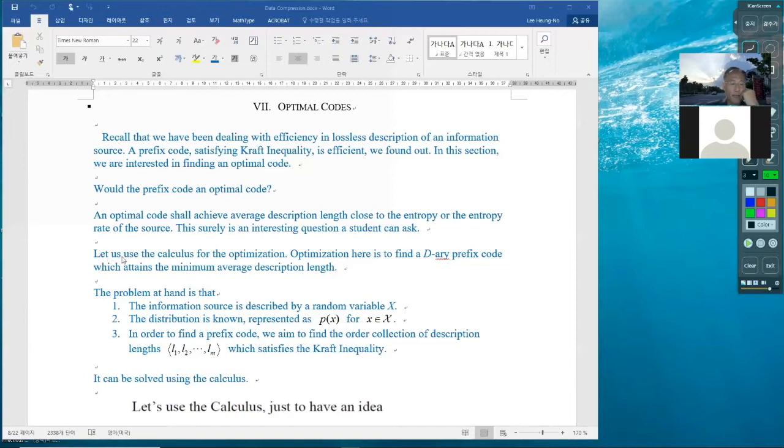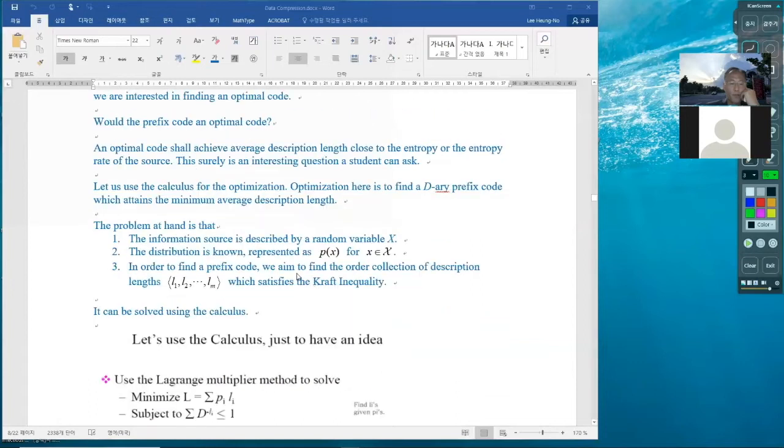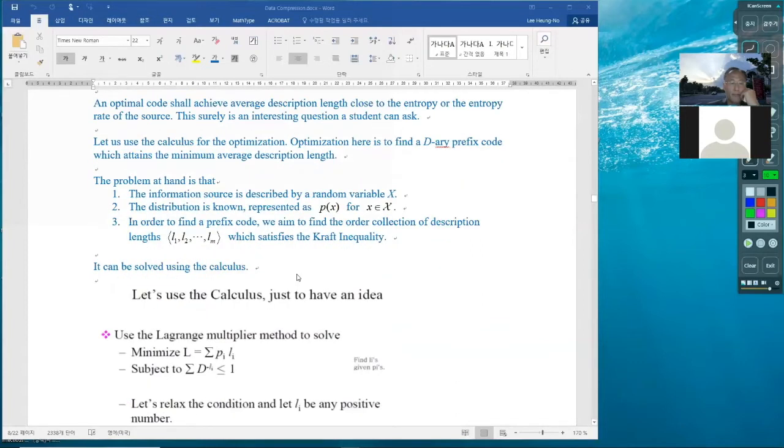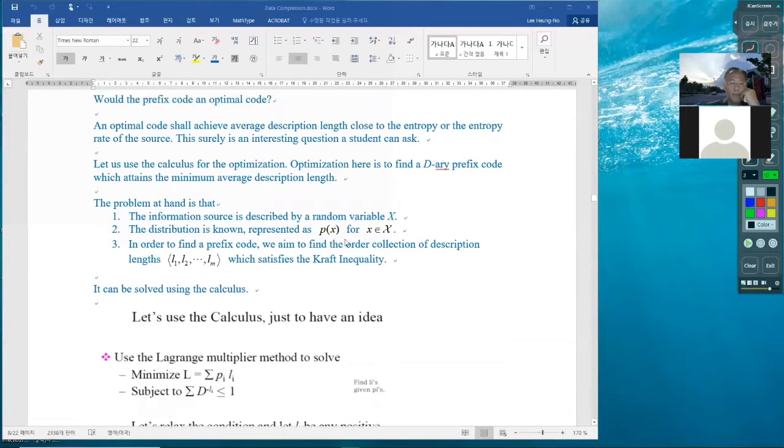In order to entertain this question, we want to consider calculus for optimization. Optimization here is to find a prefix code which attains the minimum average description length. The problem at hand is that, first, the information source is described by a random variable X. The distribution of this random variable is known, represented as p(x) for each x in the alphabet. So p(x) is given to you. These are numbers.